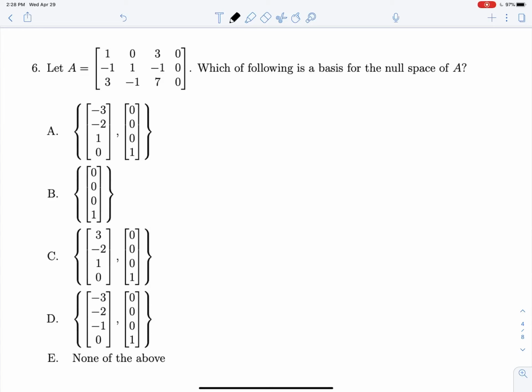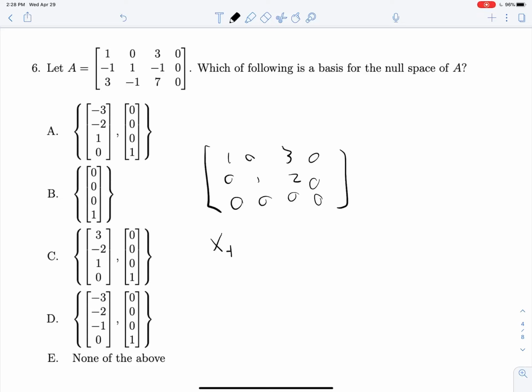6, we have A. Let's find the basis for the null space. Same old row reduction, blah, blah, blah. 1, 0, 3, 0, negative 1. I'll change this to 1, negative 1, 1, 0. And 3, negative 1, 7, 0. Okay, subtracting row 1 from row 2, we get that. I'll switch the signs there. Let's add row 2 to row 3. We get 0 and 9, or 1, 0, 3, 0, which we can use row 1 to set to all zeros. And there we go.